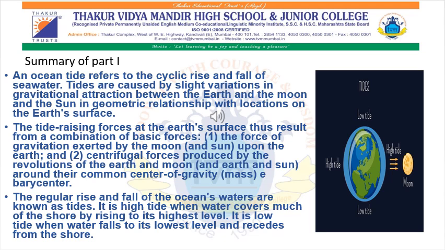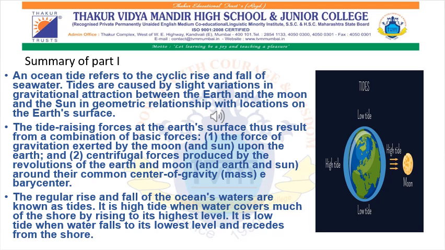An ocean tide refers to the cyclic rise and fall of seawater. Tides are caused by slight variations in gravitational attraction between the Earth and the Moon and the Sun in relationship with the locations on the Earth's surface. The tide raising forces at the Earth's surface thus result from a combination of basic forces, that is, number 1, the force of gravitation of the Moon and the Sun upon Earth, and number 2, the centrifugal force of the Earth.